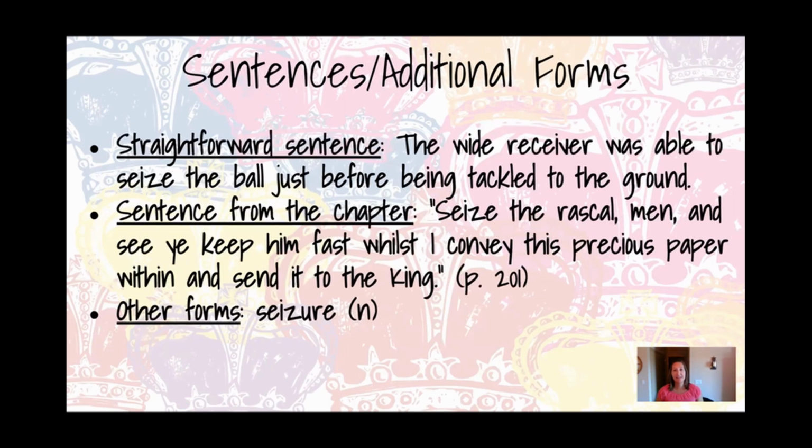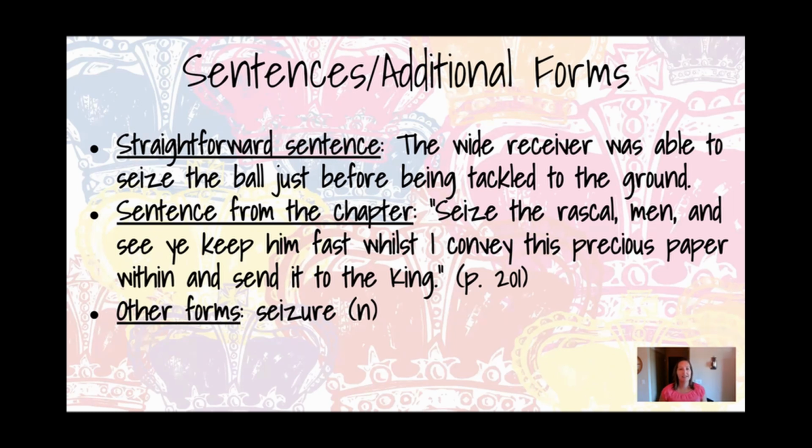Some example sentences. We have our straightforward sentence. The wide receiver was able to seize the ball just before being tackled to the ground. So again, grabbing. In this case, it's a little more friendly, but probably grabbing pretty forcefully, but still a more tamed down version of the word itself. Whereas we see the slightly more aggressive, stronger version in our sentence from the chapter.